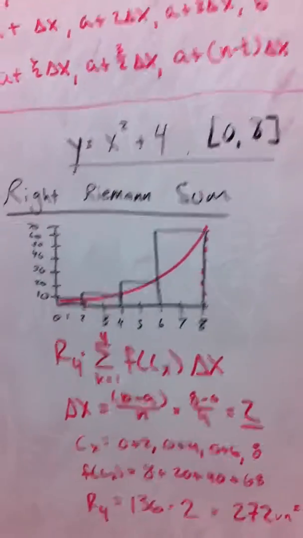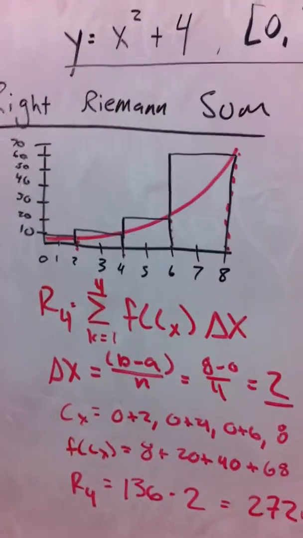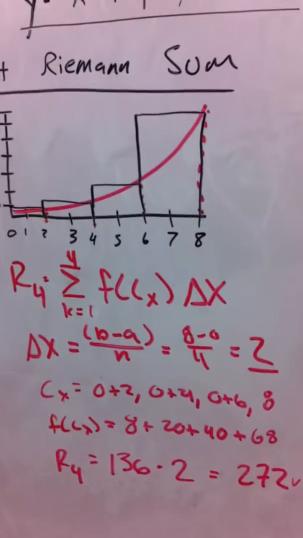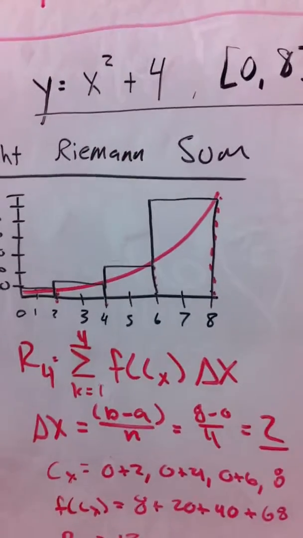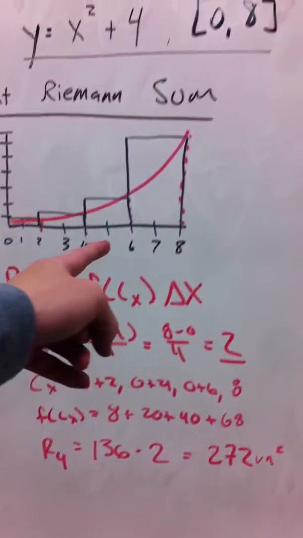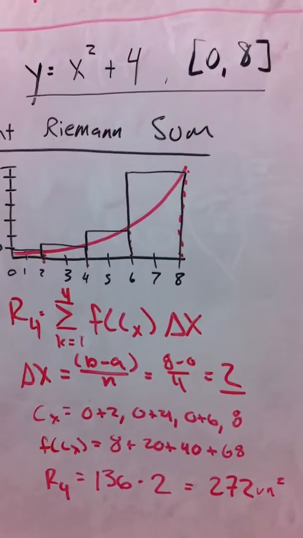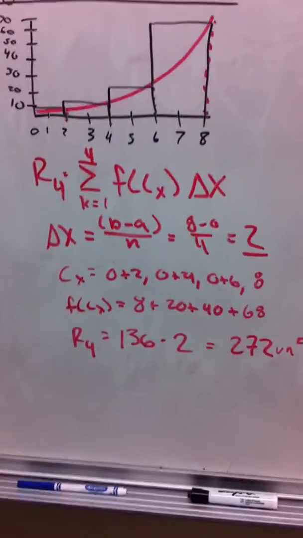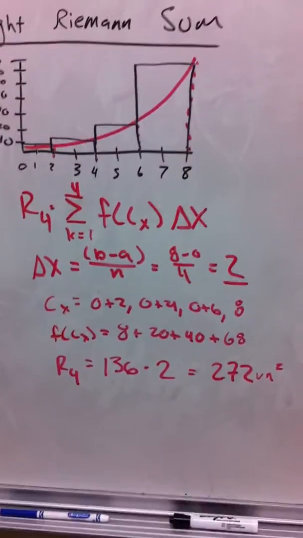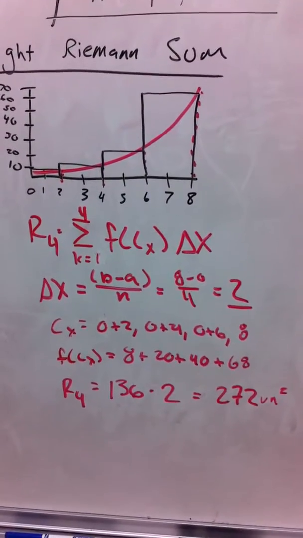So now a right Riemann sum. Okay, we're going to do the exact same thing. We're going to look at it, and initially we can tell it's going to be an overestimation because it uses the right endpoints, and specifically this rectangle right here is going to give us a very large overestimation. So the first thing we're going to do is find delta x. We're using 4 subintervals again. So you use b minus a, b is 8, a is 0, n is 4, which gives you 2.